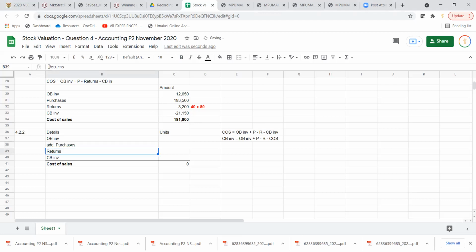Add less. Okay. Less. So it's not going to be closing inventory, it's going to be cost of sales. Okay. So this will be closing balance inventory. Okay.